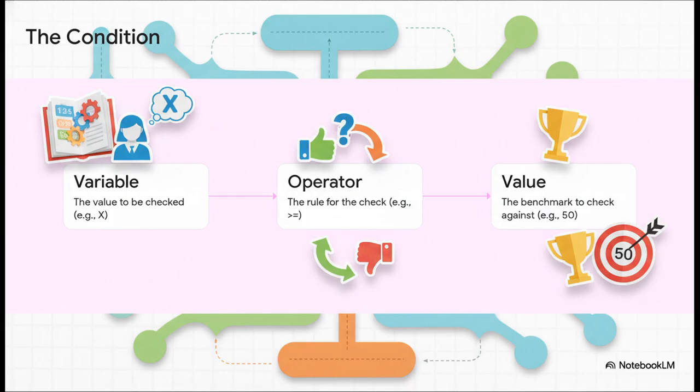At the very heart of this if statement is the question itself, and it's built from three really simple parts. First, you have a variable, something like a student's score, which we'll just call x. Second, you have a comparison operator. That's the rule, like is it greater than or equal to? And third, you have a value to compare it against, like the passing grade of 50. Put them all together and you get your question. Is x greater than or equal to 50?